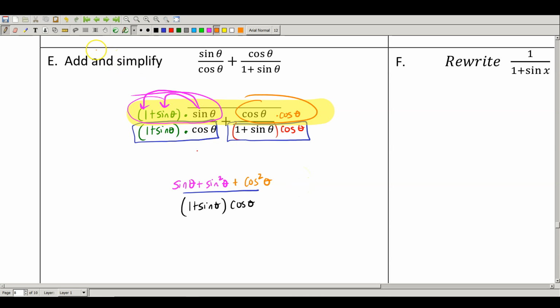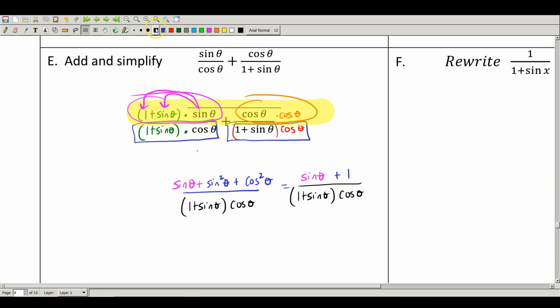Again, another Pythagorean identity pops up right here: sine squared plus cosine squared. That blue part is equal to 1. So then we write this as sine theta plus 1 over 1 plus sine times cosine. So it's very similar to the other one.